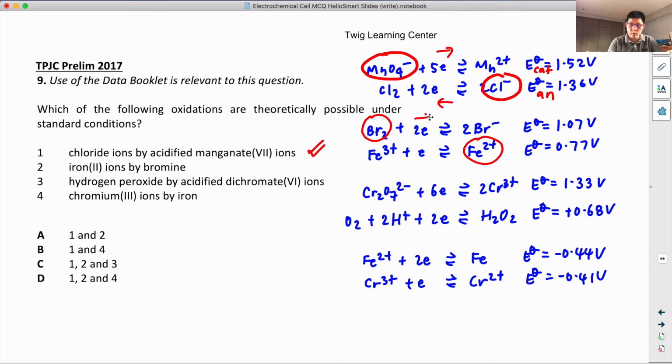So this one undergoes reduction and this one undergoes oxidation. This is my E cathode and this is my E anode. Right? So my E cathode minus my E anode will be positive. So I'm going to put a tick over here. So this is definitely feasible.